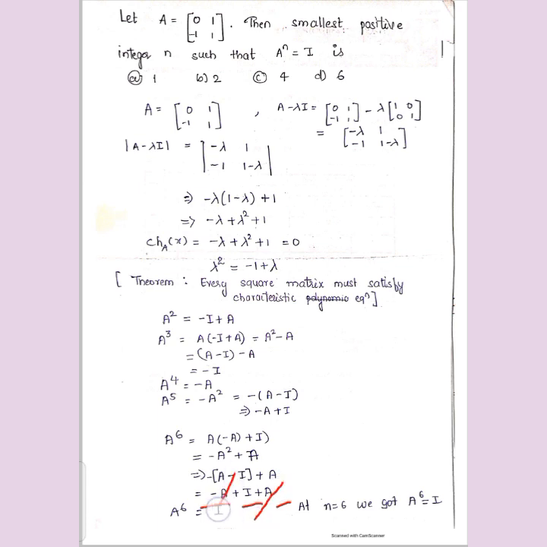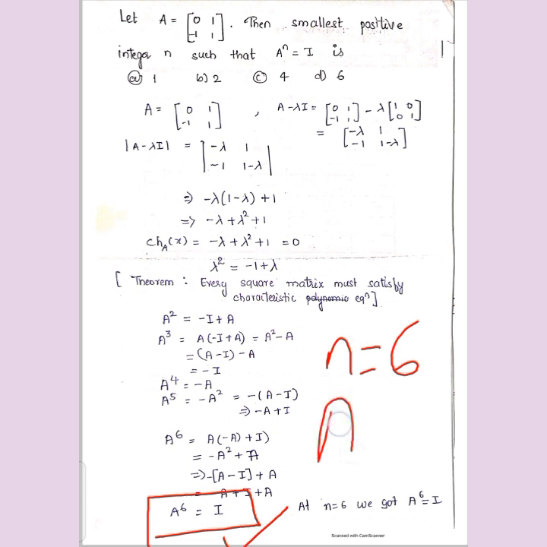So minus A and plus A will get cancelled. What are you going to get? At A raised to 6 we got the identity matrix. It means when the n value is 6, we are getting A raised to 6 becoming the identity. It means the n value is 6. The option D is correct.